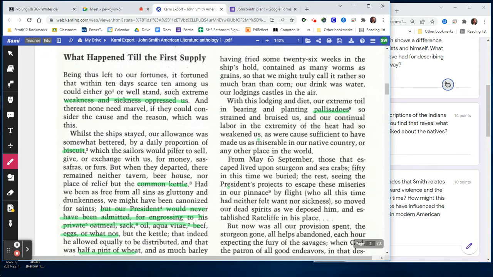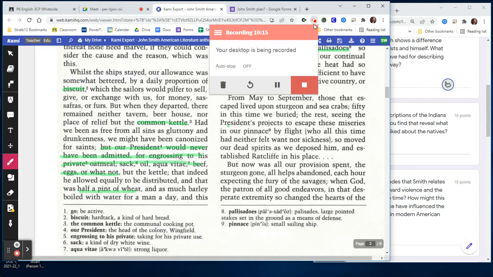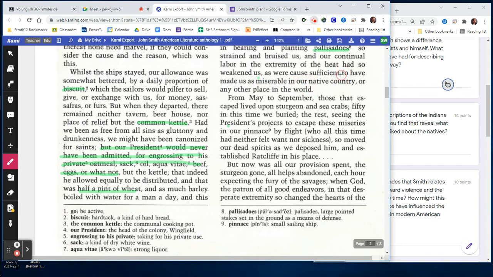Okay, so apparently they're having trouble in the New World surviving. From May to September, those that escaped lived upon sturgeon and sea crabs. Fifty in this time we buried. Let me pause for a second. Okay, so these guys are living on fish, sturgeon, and sea crabs. Fifty in this time we buried. Oh, wow, fifty people died.